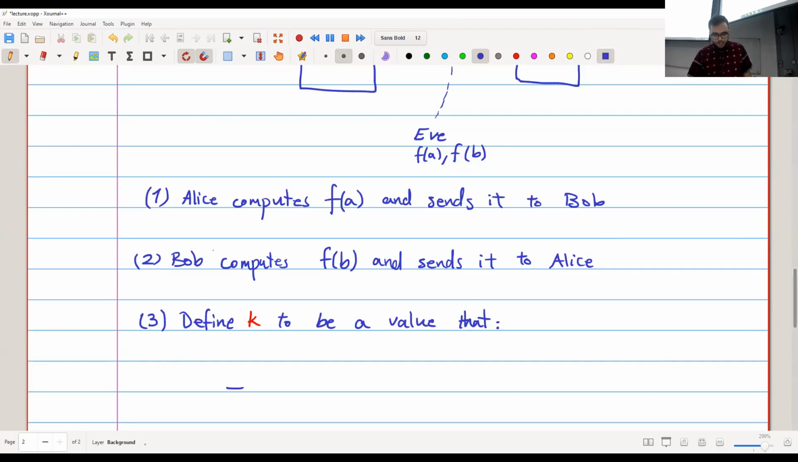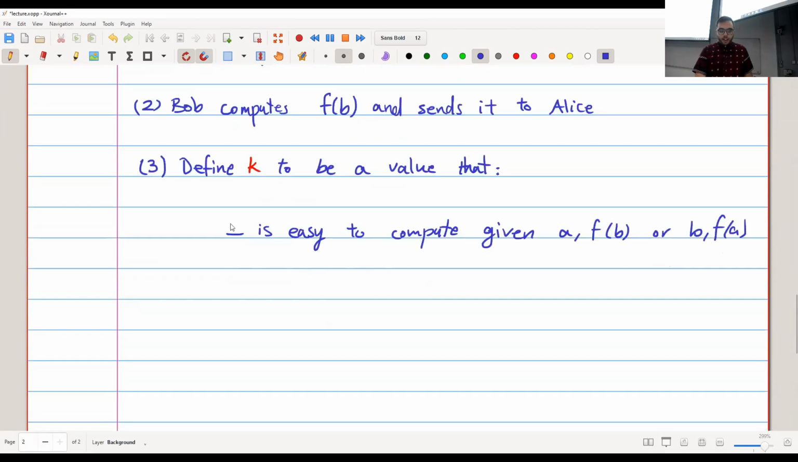I want a value such that it can be computed easily if you know A and f of B, or B and f of A. So I want to say that both Alice and Bob can compute this value. But at the same time, I want it to be basically impossible to compute if you only have the f values, using f of A and f of B.